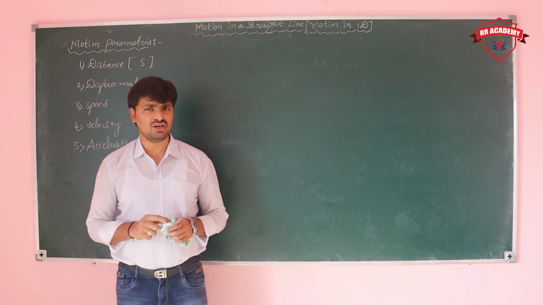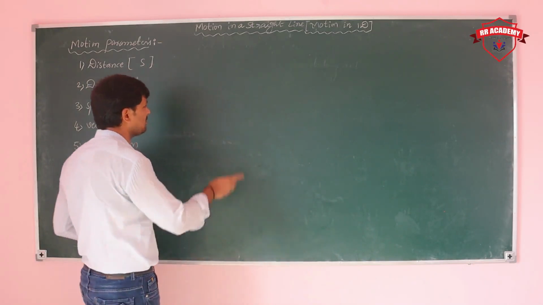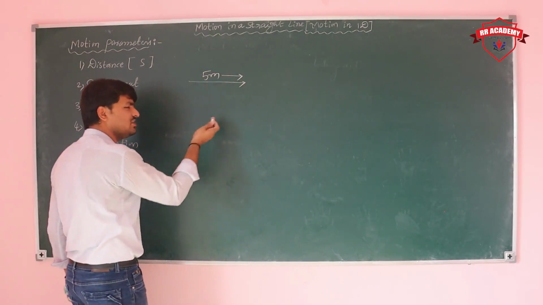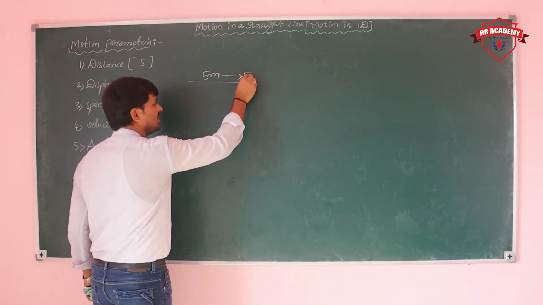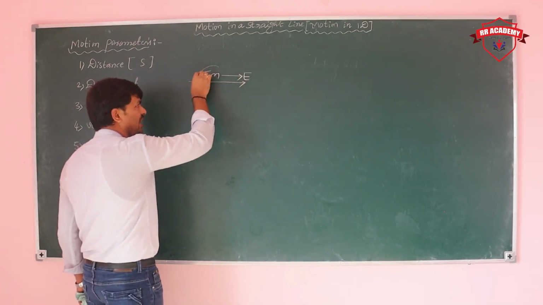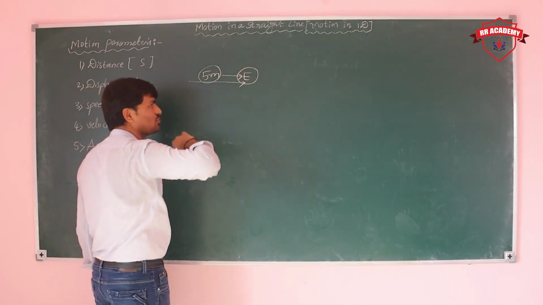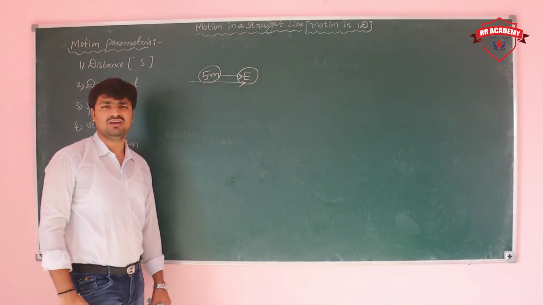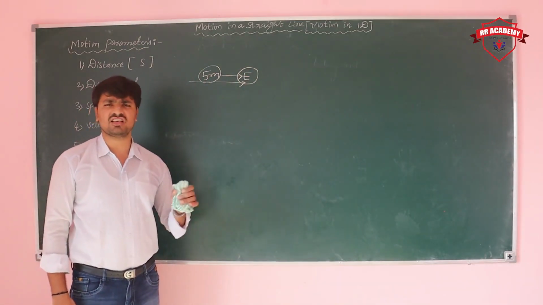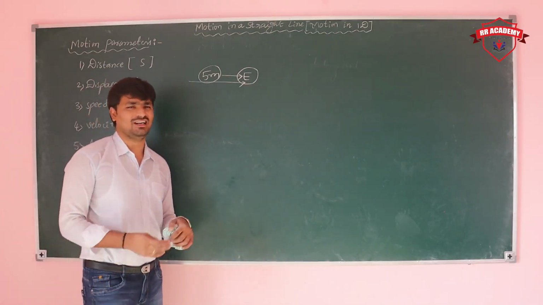In case you mention a person is walking 5 meters towards north or east, whatever, so here, if you are mentioning the direction, a person is walking towards east 5 meters, then here 5 meters is the magnitude and east we are mentioning as the direction. So that means it goes to the vector. Vector means a quantity which is having both magnitude and direction.